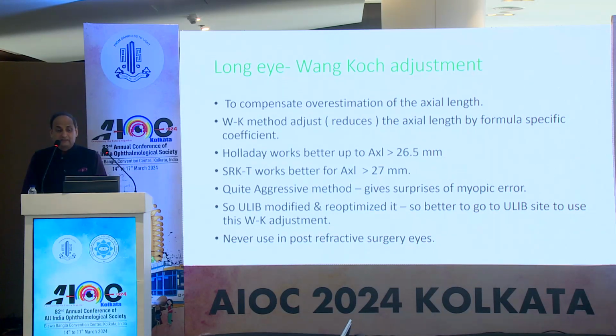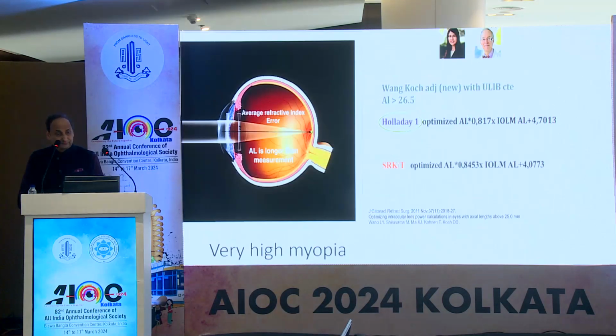It is quite an aggressive method, gives surprises of myopic error, and hence came one more change in the entire thinking, and the ULIB modified and re-optimized formulae on the website came into place. What did the ULIB do? Let's see that. Yes, very important: all these formulas are not for use in refractive surgery eyes. So the Wang-Koch adjustment, the new one with the ULIB, also came out with certain parameters, and they found out that the Holladay optimized was better for 26.5 and SRK/T was better for 27 millimeters and above.